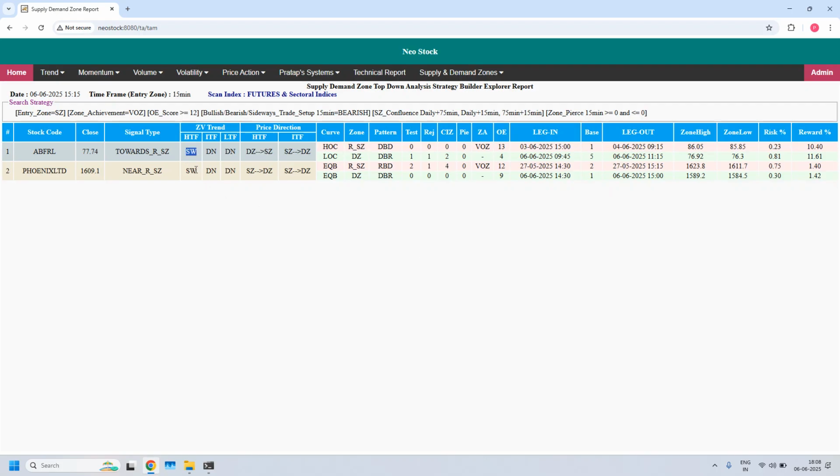But the daily trend is sideways. Sideways trend EMA confluence does not give any advantage. So that's why we are not filtering anything further. Okay, this is a bearish trade setup for daily income trade. Next, we will generate hourly income trade reports.